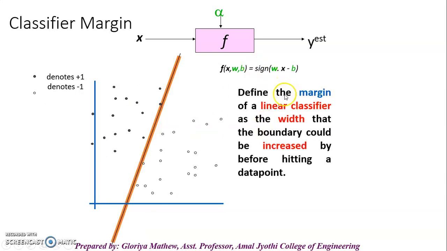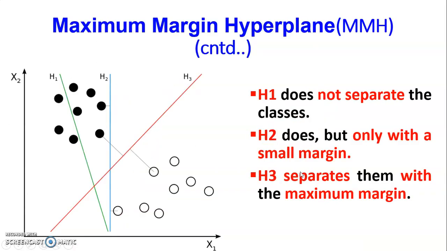So define the margin of a linear classifier as the width by which the boundary could be increased before hitting a data point. Consider this diagram. Different hyperplanes are represented in this: H1, hyperplane 1, H2, hyperplane 2, and H3, hyperplane 3. Here in this diagram, two classes of objects are there: black circles and white circles. In this figure, it is clear that hyperplane H1 does not separate the classes.